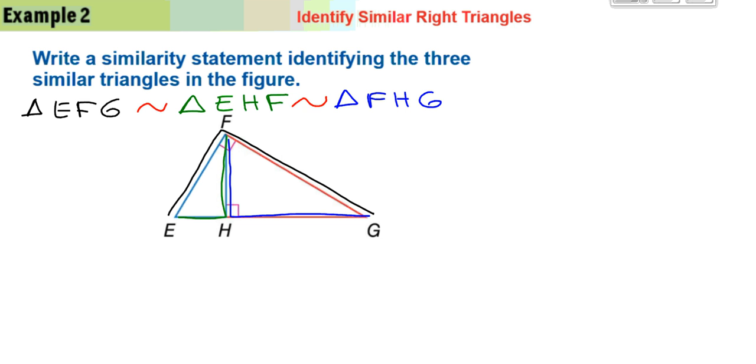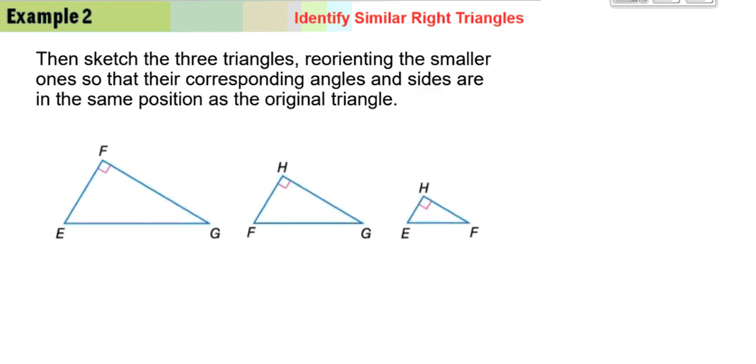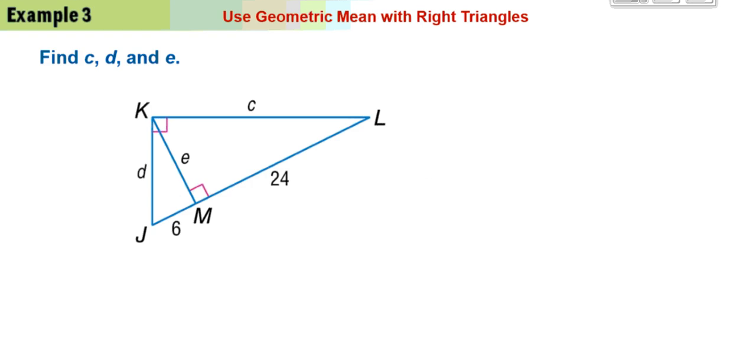So I'll put my little is-similar-to symbols in between them as we go. Then I'll point out, I have another slide to show you, and the book authors sketched them and reoriented them so that the corresponding angles and sides are in the same position as the original triangle. If that's helpful to you, the textbook does that too, so you can look at that as well. Then a big topic here is finding missing lengths when we have a right triangle and an altitude, making that picture into 3 right triangles.